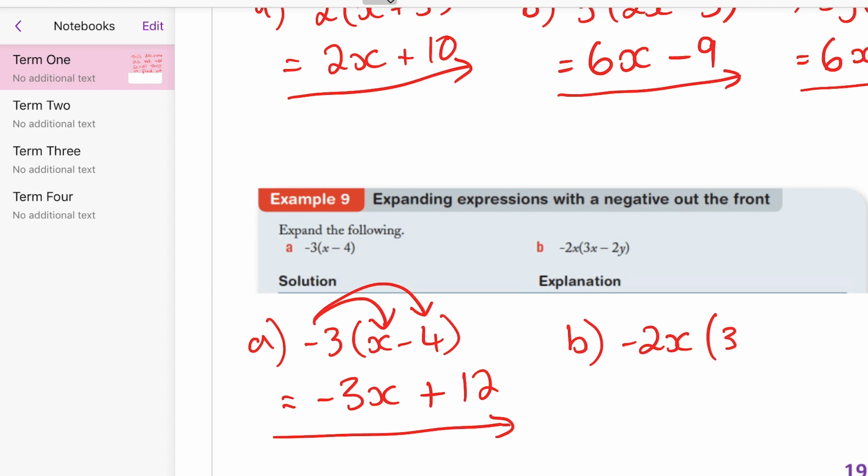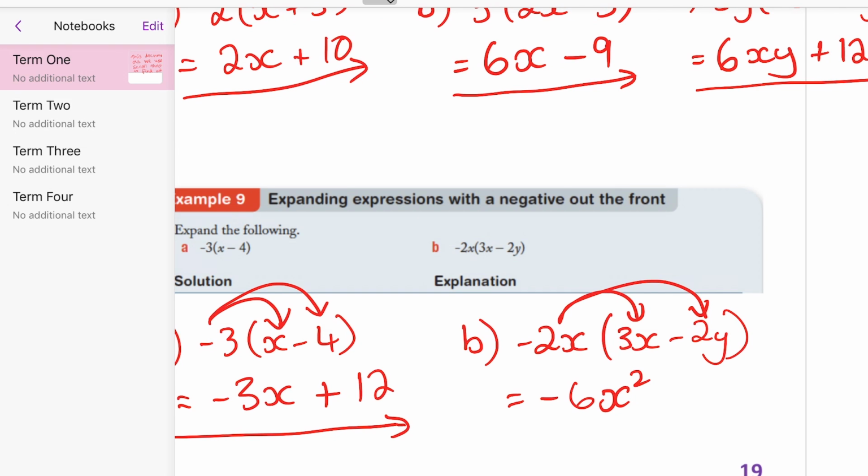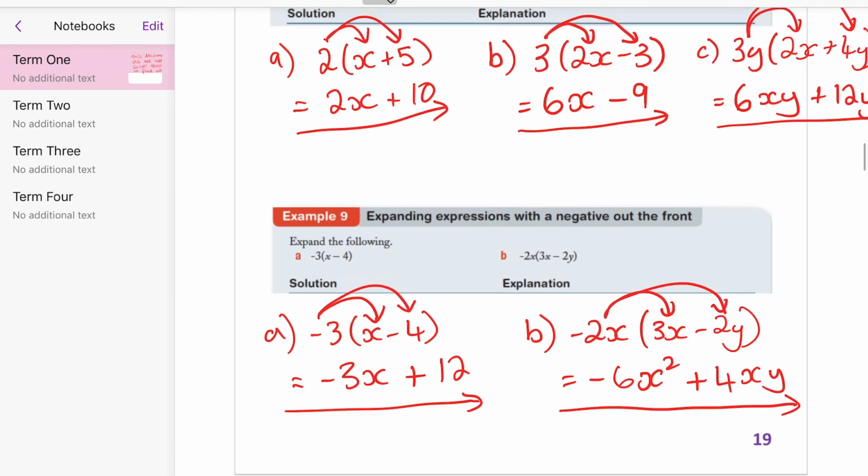B, negative 2x, 3x, take 2y. Okay. Negative 2 times 3 gets me negative 6. x times x is x squared. Negative 2 times negative 2 gets me positive 4. And the x and the y join on.